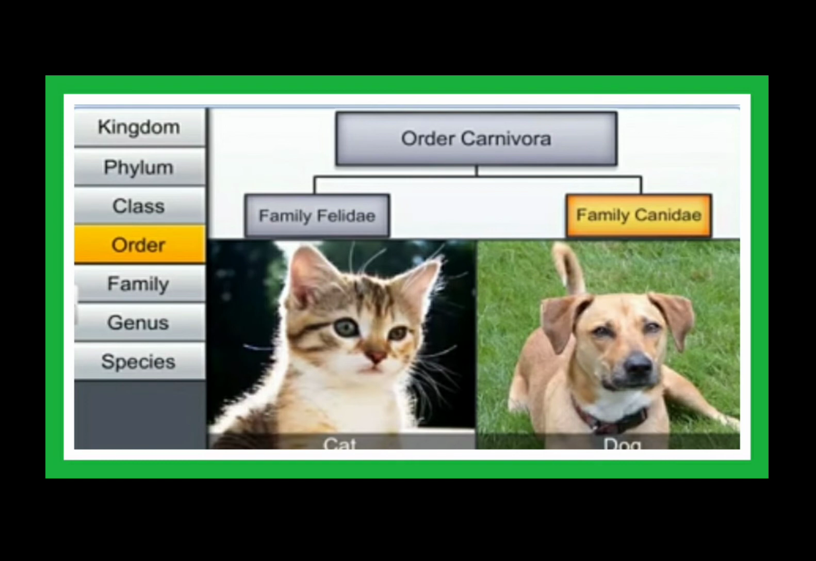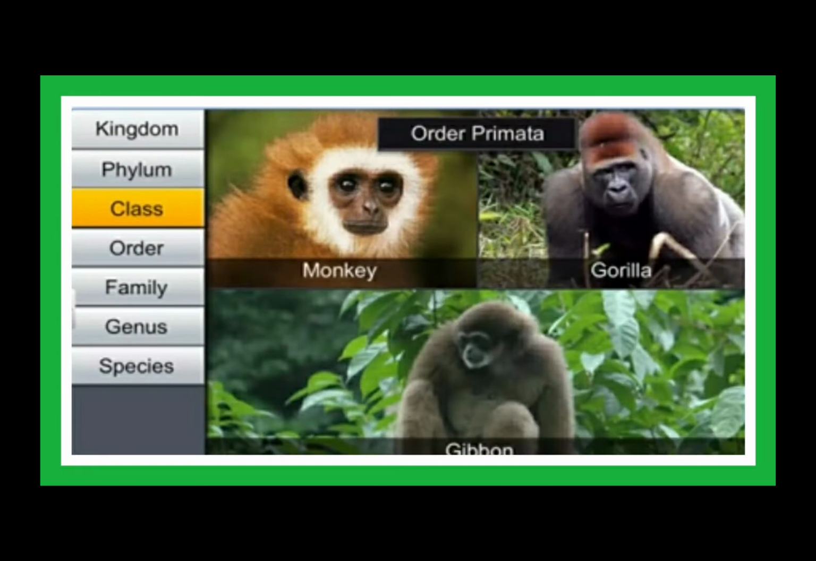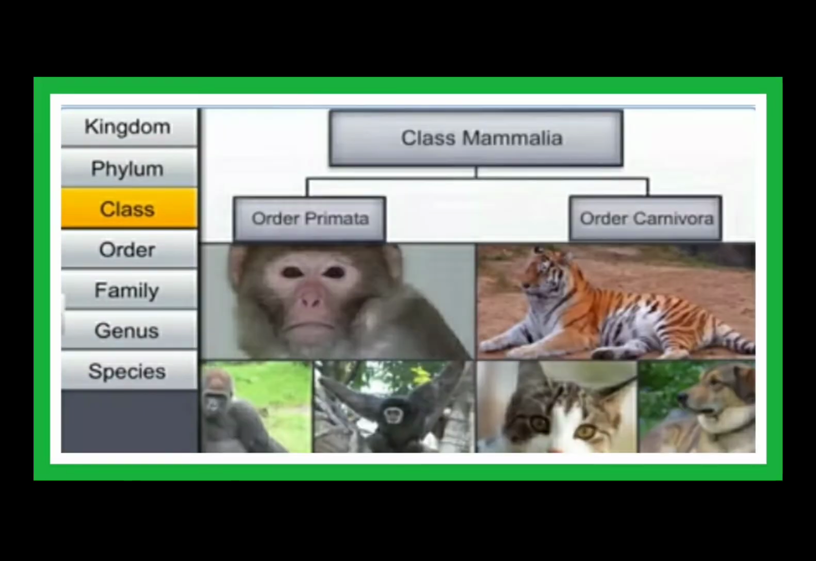Two families are kept under the same order called Carnivora. The Carnivora order includes Felidae and Canidae. One order is Carnivora, the other order is Primata. Primata is the order of monkey, gorilla and gibbons. Order Carnivora and order Primata are kept under a class called Mammalia.